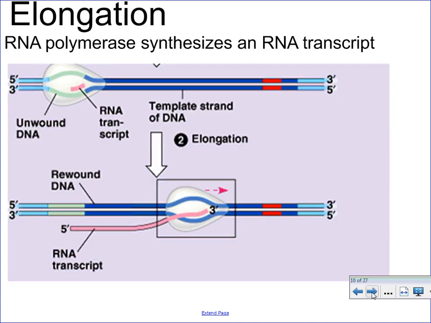Once it is attached, then the elongation stage starts. So this is where RNA polymerase will synthesize the RNA transcript. Once the RNA polymerase is attached, it will start moving down the DNA strand, creating an RNA transcript. So the red line here is that RNA molecule that is being created during that elongation step.